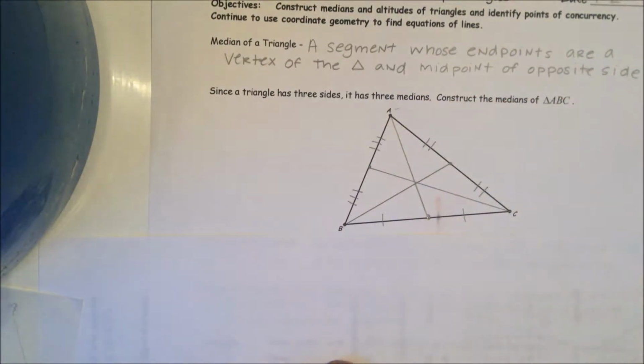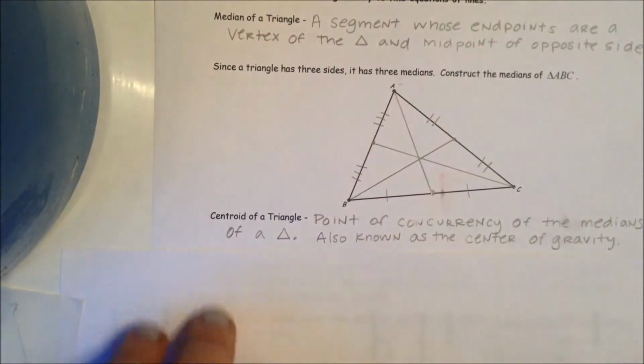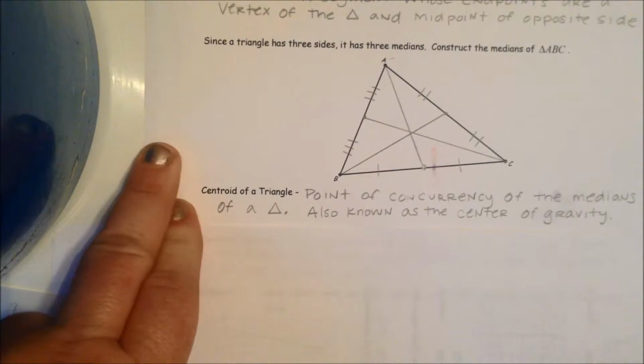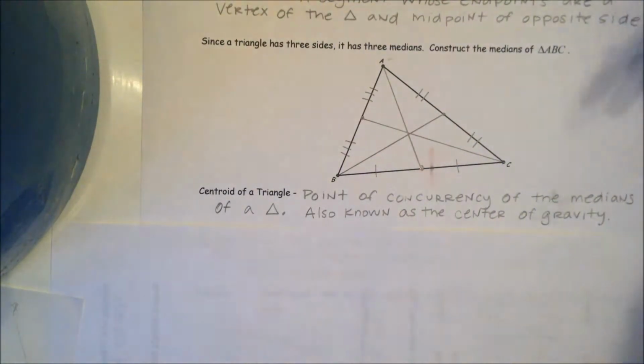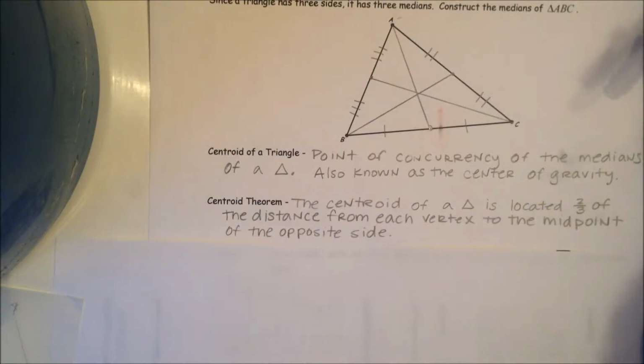So this point that we've created here is the point of concurrency, which we talked about last class period. And in this case, we call that the centroid of a triangle. So the centroid of a triangle is the point of concurrency of the medians of a triangle. We also call this the center of gravity, which we will talk about a little bit more next class. So there is a theorem that goes along with this.